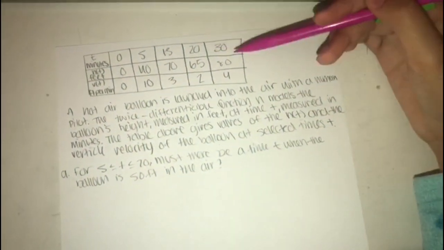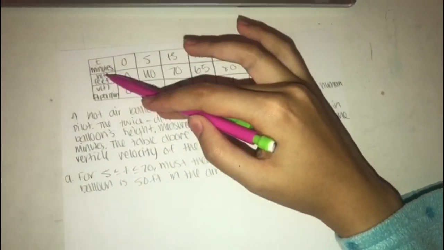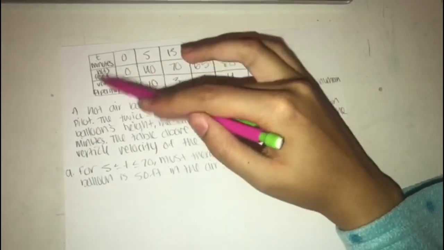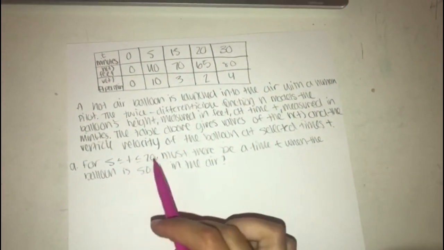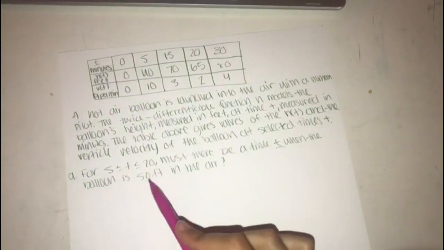So the table consists of the minutes, the height in feet, and the velocity. For 5 less than or equal to t less than or equal to 20, must there be a time t when the balloon is 50 feet in the air? So let's look at our graph here. It says between 5 and 20, so it'll be right here, around the middle portion of the 15.